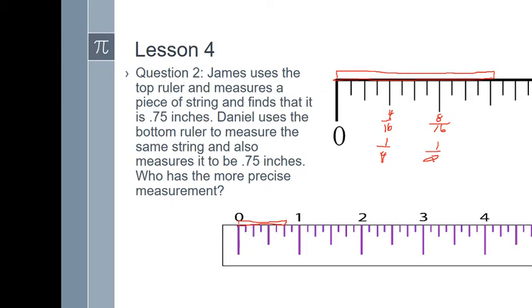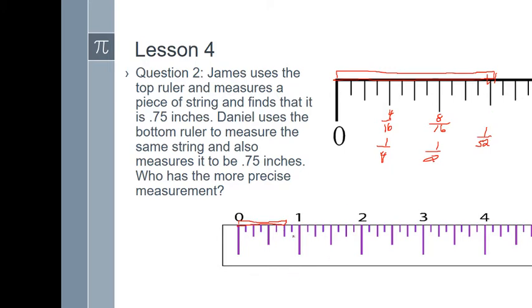So this guy, remember, just like the problem we had before, he's calling it 0.75. And if I take half of a 1/16, I get a 32nd. So the error in this measurement is plus or minus 1/32 of an inch. All right, so he's only off by this much.